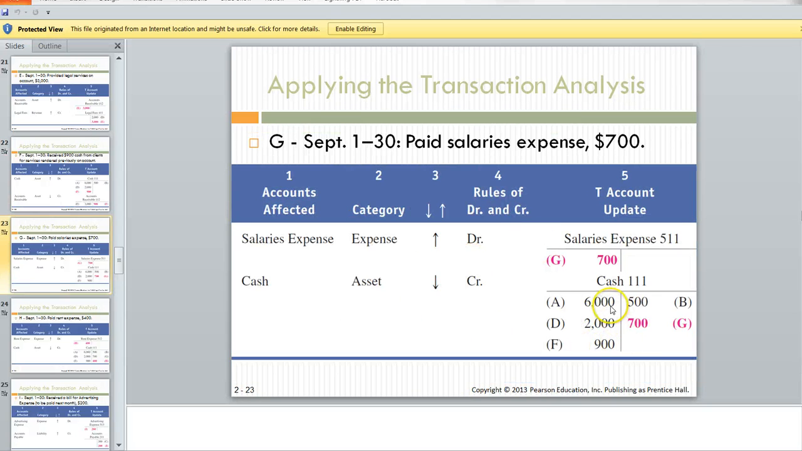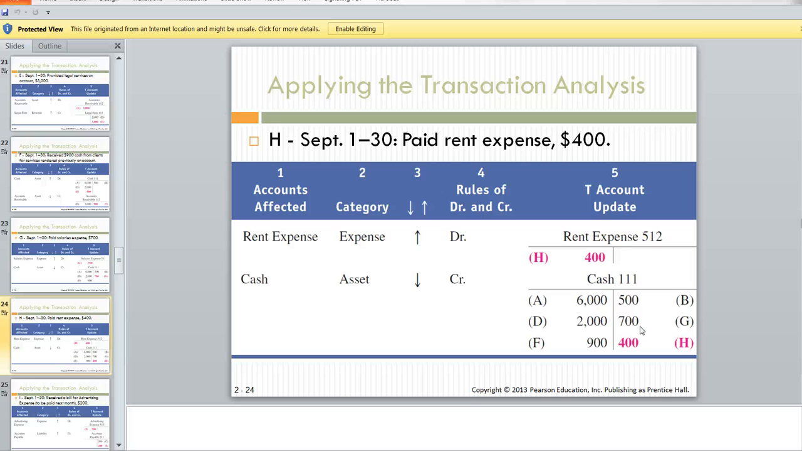Paid salaries. You got a debit salaries expense. Now that's an addition to salaries expense because it's an accumulation. You got a debit salaries expense and credit cash. So you're adding to salaries expense, which ultimately will reduce equity, and you're going to reduce cash with a credit of $700. Okay, that's G and H.